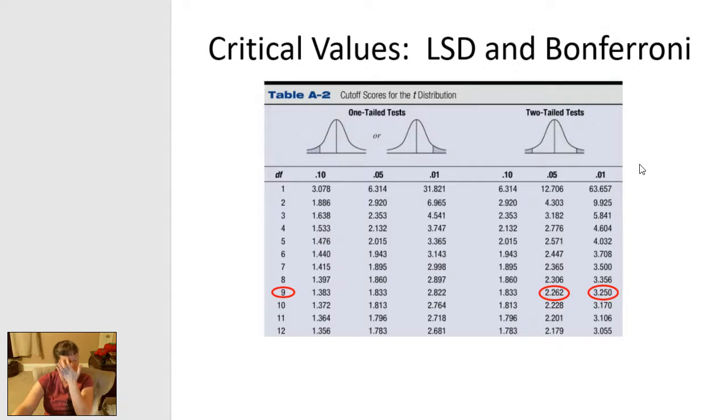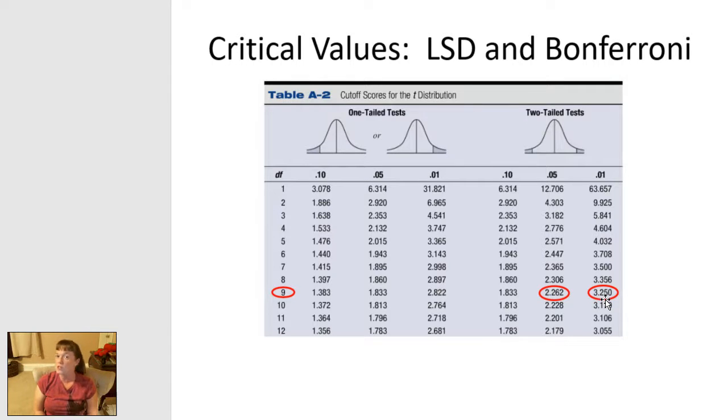But if I'm going to take a much more conservative Bonferroni approach, I'm going to be using an alpha of 0.016. 0.01 is the closest I can get here. And so my critical value, if I'm using a Bonferroni correction, is 3.25, a much bigger critical value.